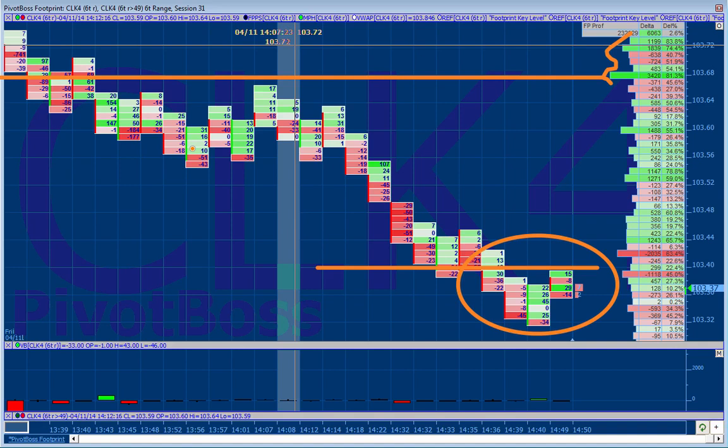So that does it for the introduction to the footprint for the core execution module for Pivot Boss Masters.